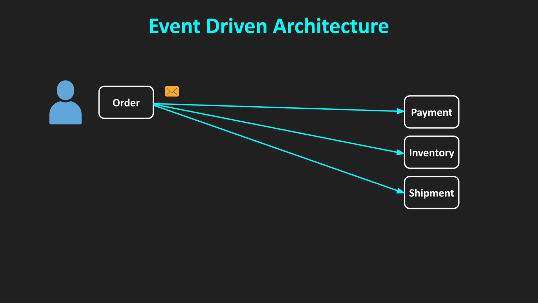So before the event-driven architecture, the way the systems used to interact with each other is that the order system used to call the payment system directly, and the inventory system and the shipment system directly. This introduced several problems which were solved using the event-driven architecture.